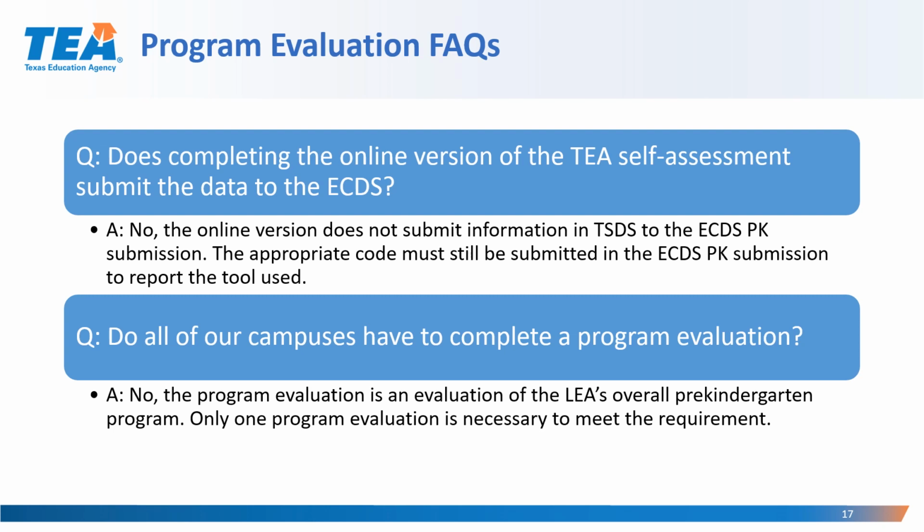Frequently asked questions for program evaluation. Question: does completing the online version of the TEA self-assessment submit the data to the Early Childhood Data System? Answer: no. The online version does not submit information in TSDS to the ECDS Pre-K submission. The appropriate code must still be submitted in the Early Childhood Data System for the pre-kindergarten submission to report the tool that was used. Question: do all of our campuses have to complete a program evaluation? Answer: no, the program evaluation is an evaluation of each local education agency's overall pre-kindergarten program. Only one program evaluation is necessary to meet this requirement.